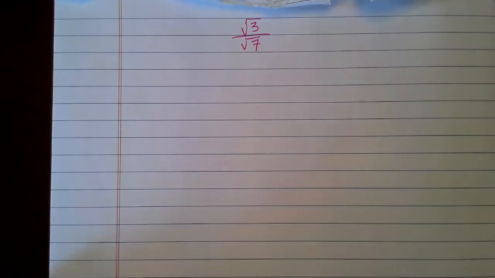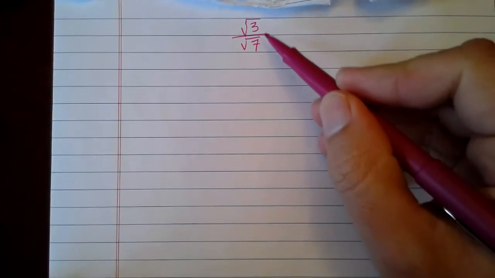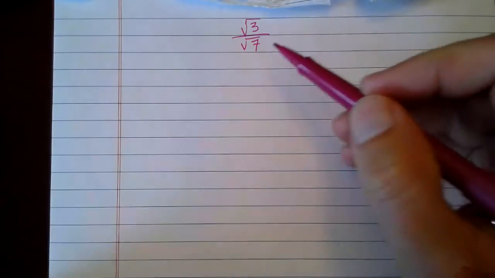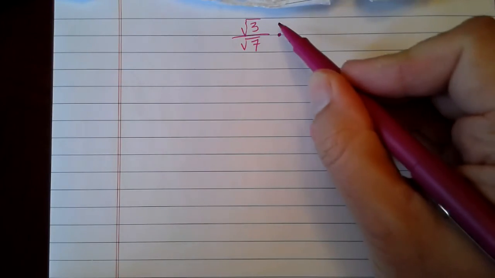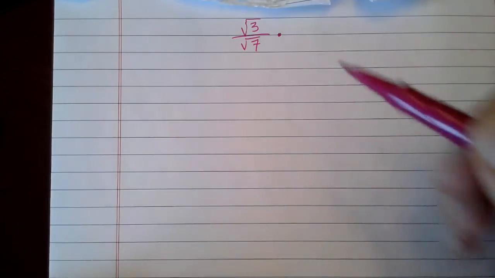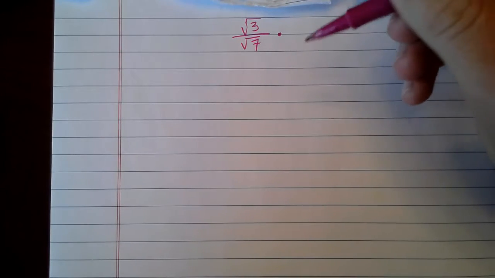So it's really very simple. What we want to do is multiply this. We can't just change the value. I can't multiply everything by 7, but I can multiply the top and bottom by the same value. And as the notes had previously said, we want to multiply it by 1. That's the only thing we can do.